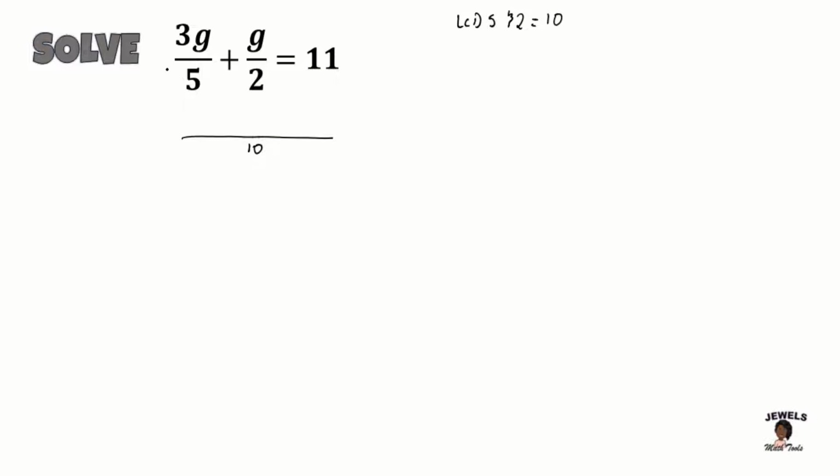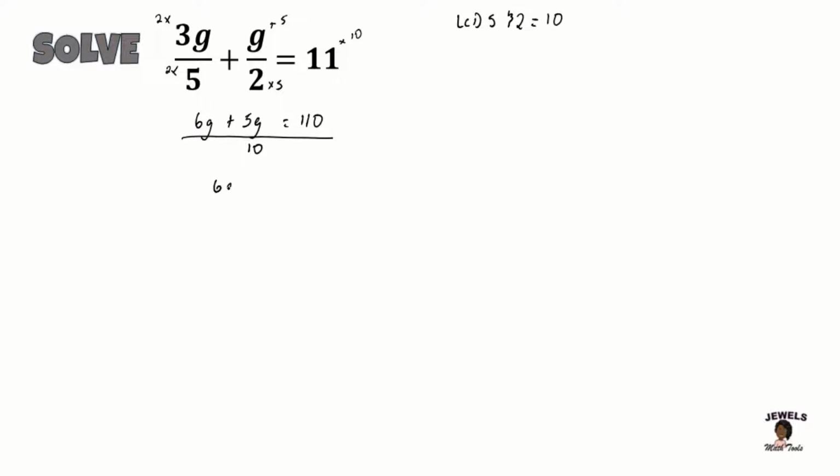So 5 when multiplied times 2 is equal to 10. So that means that when we multiply 2 times 3g, it will give us 6g. And we know that with 2, when it's multiplied to 5, it's equal to 10. So that means when g is multiplied to 5, we're going to get 5g. And with our 11, since it has a denominator of 1, this will be multiplied to 10. And 11 times 10 is 110.